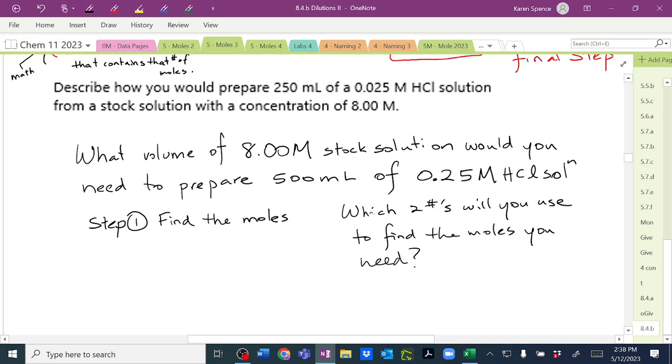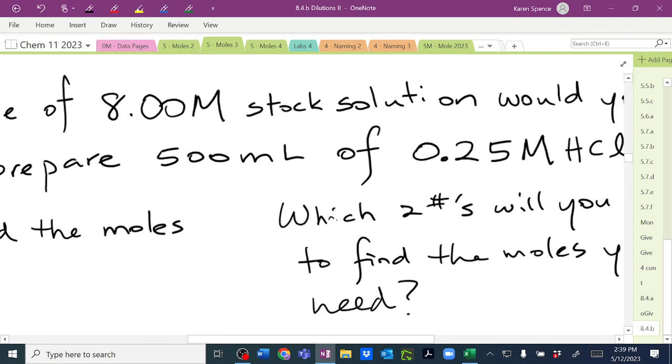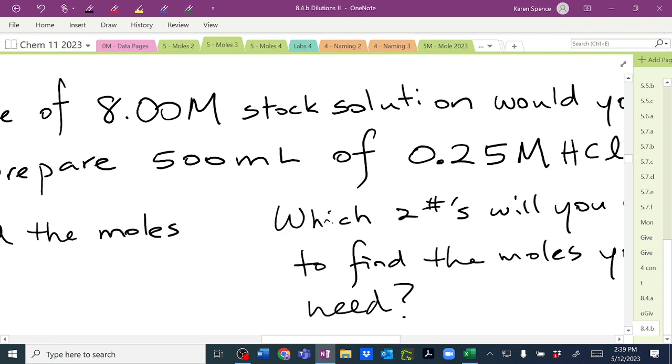Which 2 would you like? The 8, and the 0.25, and the 500? Okay, what do I have 500 milliliters of? I have 500 milliliters of 0.250 molar. I do not have 500 milliliters of 8 molar. Yes? So the 500 can only be used with the 0.25 molar.